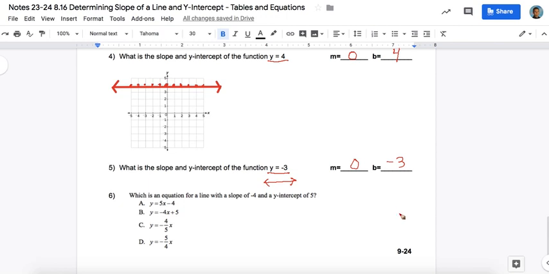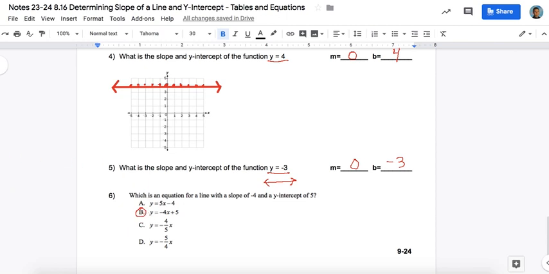Now, which is an equation for a line with a slope of negative 4 and a y-intercept of 5? So look, negative 4 should be in front of the x, and I see it only in example B. And is the y-intercept 5? It is. So the correct answer is B.